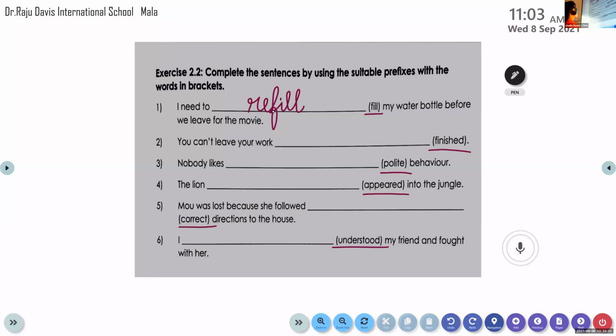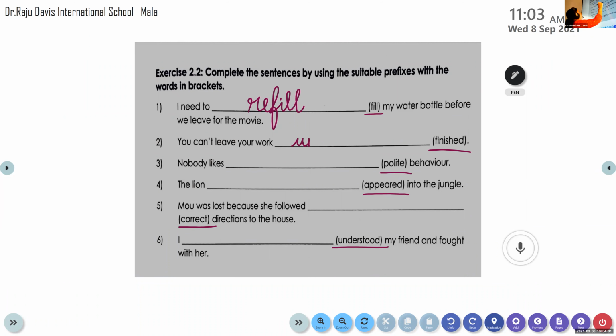Yes, Agnes, try the second one. You can't leave your work dash. The word in the bracket is finished. You can't leave the work unfinished. Yes, very good.